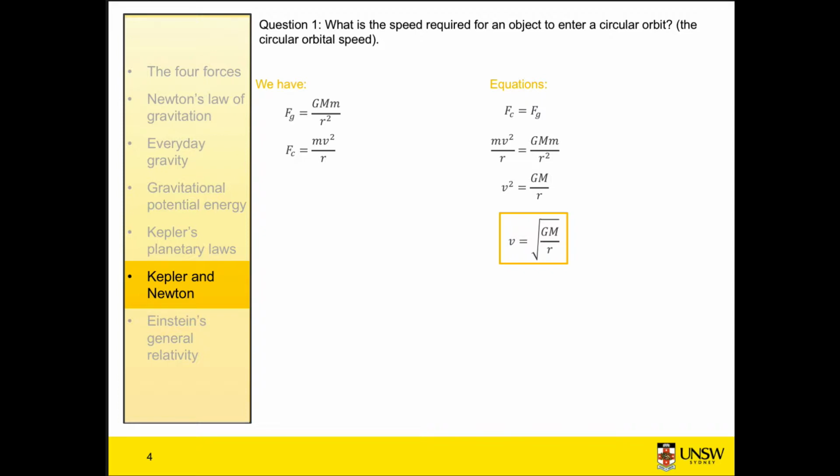So our circular orbital speed depends only on the mass of the large object, the object that we're orbiting around, and the distance r that we are from that object, so the orbital radius.